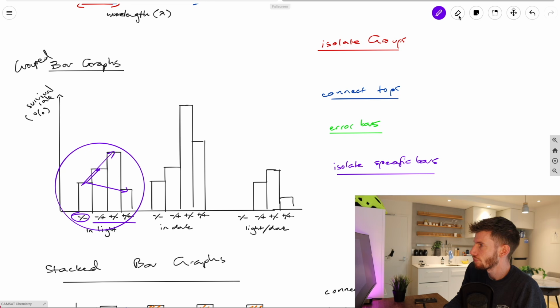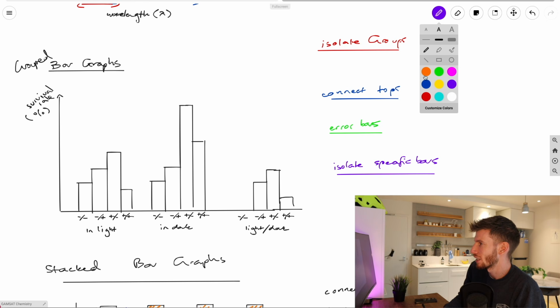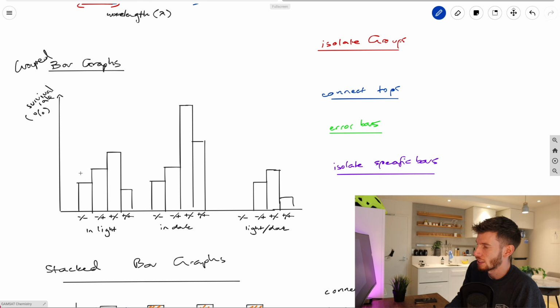Then probably should have done that in red. Let me color code this. That should be in red. Let's do it in blue now. So connecting the tops. So I've kind of done that there. If I wanted to understand the relationship between them, then you can see I just did this, and it helps me just understand increase, decrease, that kind of thing.